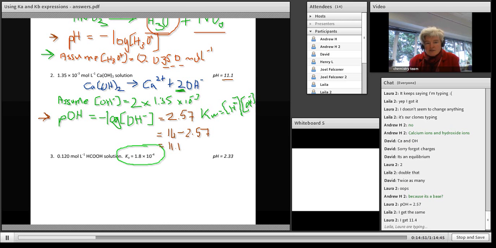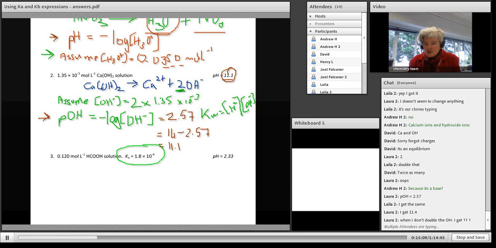Now, I've deliberately done this to simply equals, equals, equals. You get 11.4. Okay, as I didn't check these figures, so if other people get 11.4, that's very good, Laura. Okay, so that's where I made a mistake when I made this up in the first place. So okay, it should be 11.4. I'll make sure I correct it if I send it out anyway, because you are supposed to double the OH. Okay, because you have 2 OH minus for every 1 calcium hydroxide.